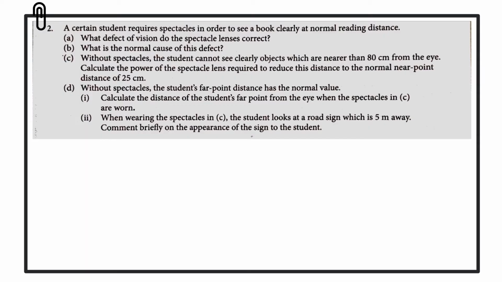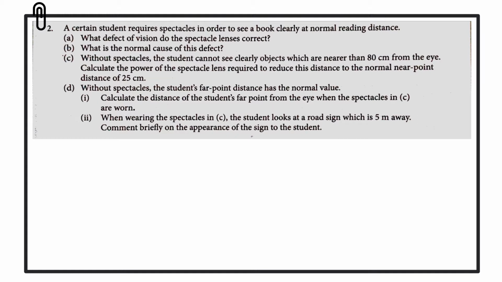Hi folks, in this video we're going to have a look at a question involving lenses and how we can apply that to defects of vision. So in the question we have that a certain student requires spectacles in order to see a book clearly at a normal reading distance. Part A is asking what defect of vision the spectacle lens is correcting, and part B is asking what's the normal cause of this defect.